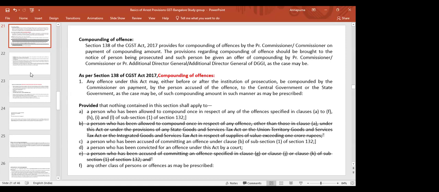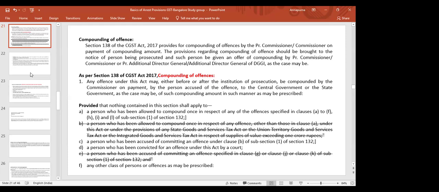Only one chance he has. So don't advise somebody to go to 138, because what if in GST 80 the demand gets dropped, saying it is not according to circular? Okay. So urgently you should not go for 138. 138 is something that has to be considered at the very last.